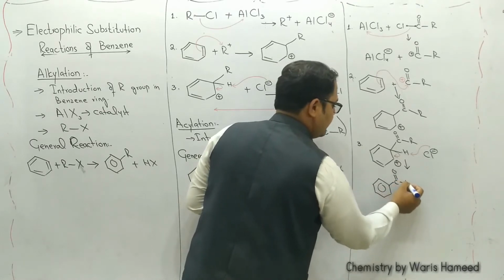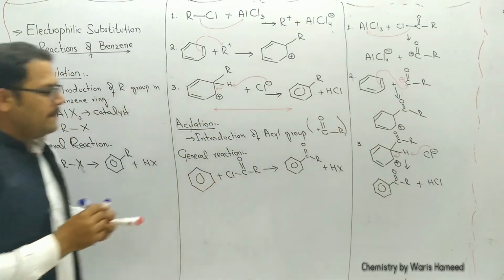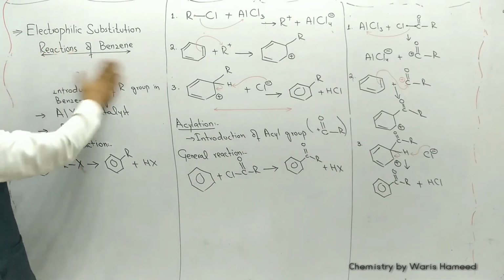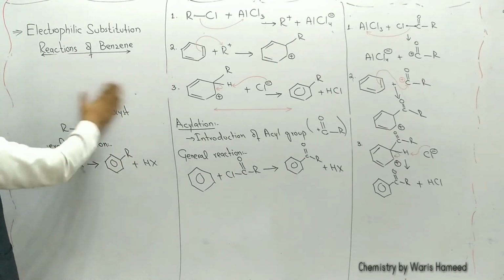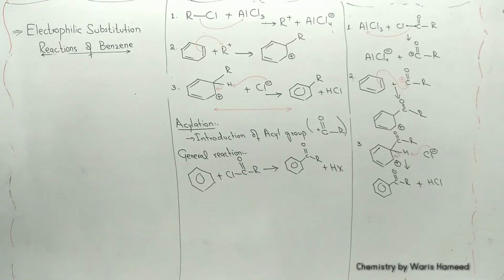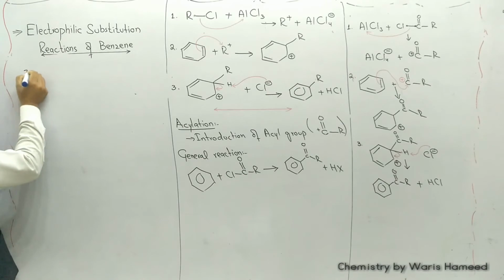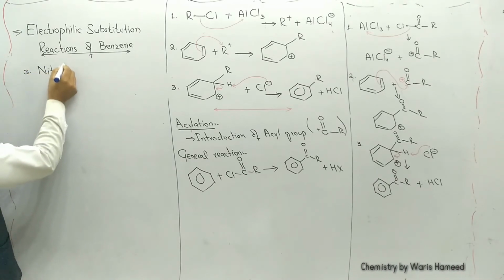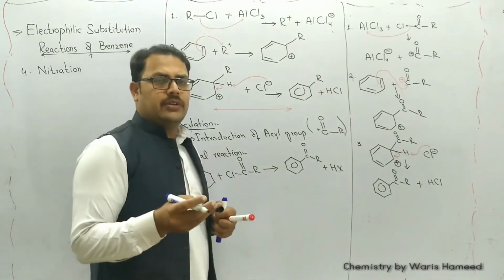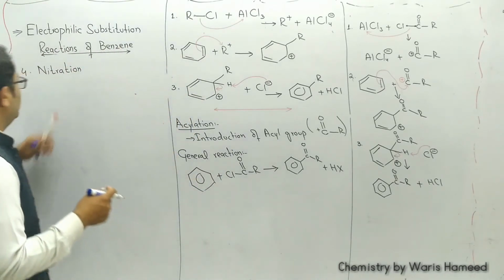And it forms acyl benzene and HCl. Now moving toward the next reaction, that's nitration. In case of nitration, there is the introduction of NO2 group. I think it's the fourth one. First one was halogenation, second was alkylation, and third was acylation. Now the fourth one is nitration.